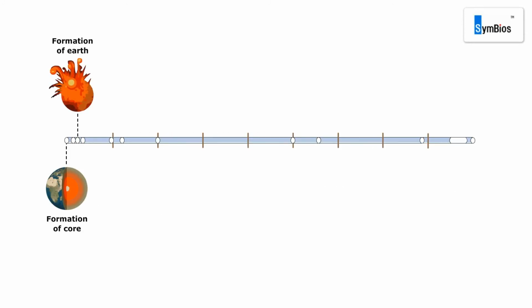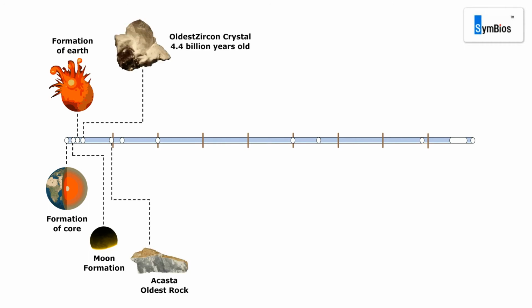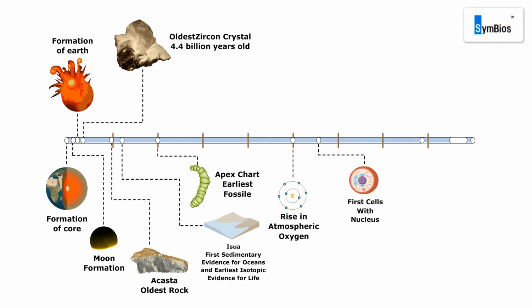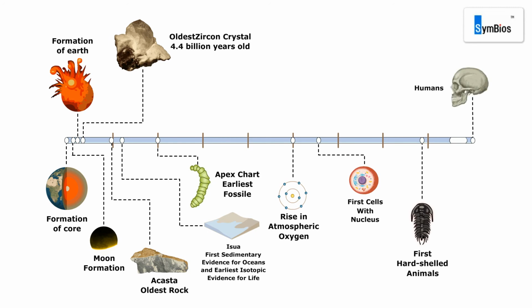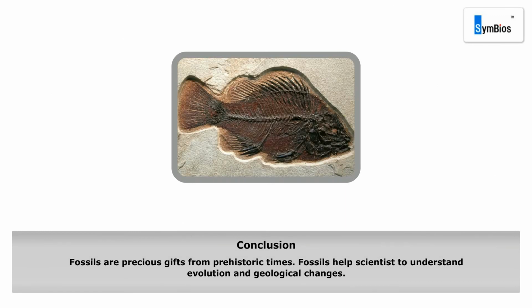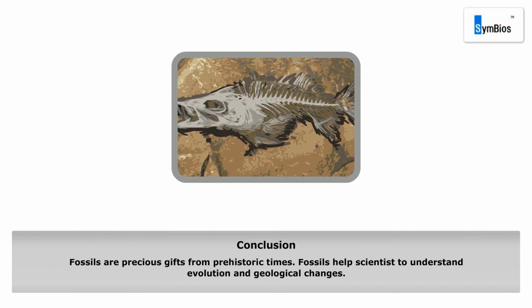Role of fossils in tracing evolution. Fossils play an important role in the understanding of how the Earth evolved. Fossils tell about the environment that existed in a particular location when the fossil formed. Scientists utilize information from fossils to reconstruct body types of extinct organisms to explain the evolutionary links between living organisms. Fossils are, thus, precious gifts from prehistoric times. Fossils help scientists to understand evolution and geological changes.